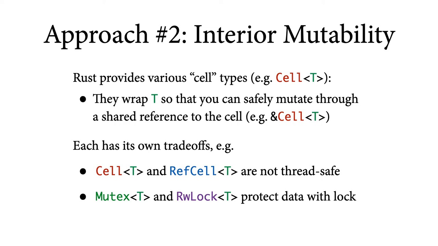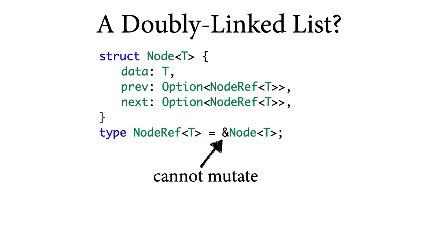Obviously, mutating shared state is not safe in general. And so in order to be safe, these cell types come with a variety of trade-offs. Some have pretty restricted APIs, some are not thread safe, some incur dynamic checks upon each access. In particular, if you want to be thread safe and allow concurrent reads of the underlying value of type T, basically your only option is RW lock of T, which synchronizes access to the value of type T with a reader-writer lock. So using RW lock, we can take our doubly linked list type definition that we saw before.